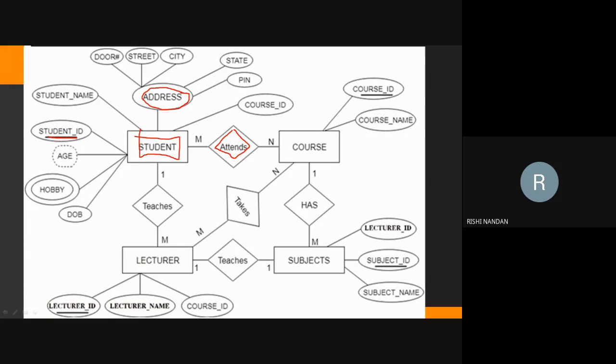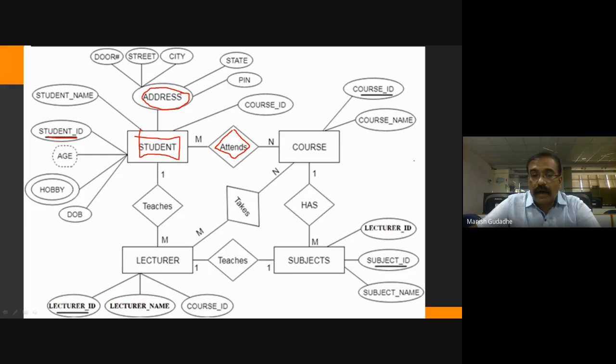Small characters M, N, and 1. Characters M, N, and 1. Okay. These are the things which are left.